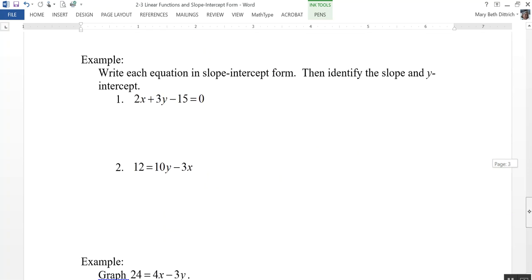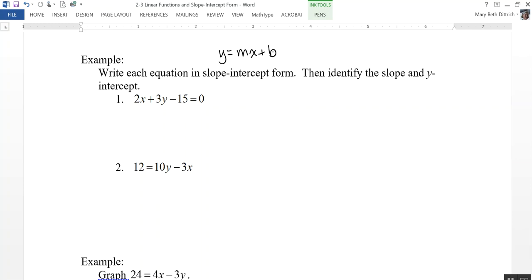Okay, here's a couple more examples. This says write each equation in slope-intercept form, then identify the slope and the y-intercept. So what we're looking to do is to write this in y equals mx plus b, which basically means we're going to be solving for the variable y, and we're going to make sure that our term with the x comes before the constant term that doesn't have an x.